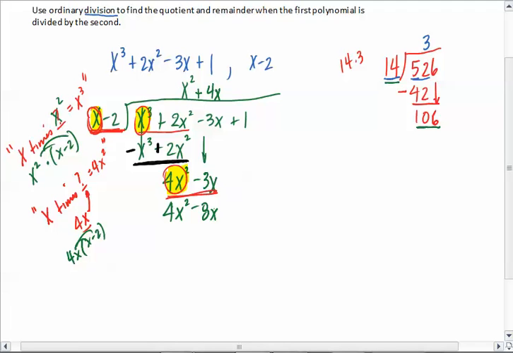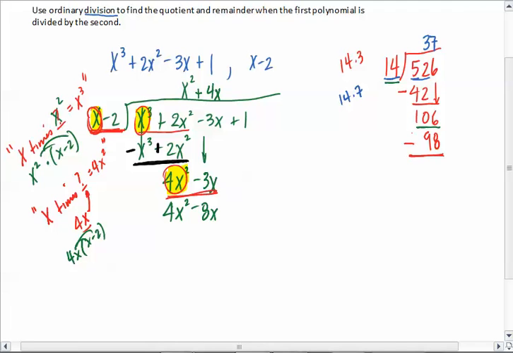Okay? So let's go back over here to the arithmetic. We said 14 goes into 106. Let's see how many times. It goes in there 7 times. So I'm going to put a 7 here. And I'm going to say 14 times 7, and that's going to give me 98. So I'm going to write 98 down. I'm going to draw a line to subtract.